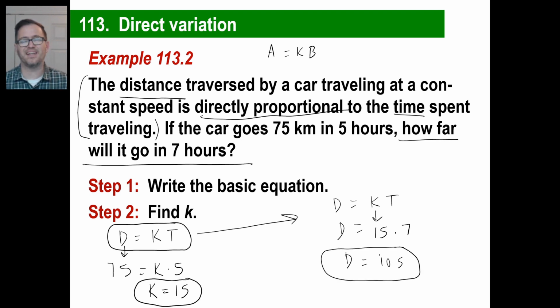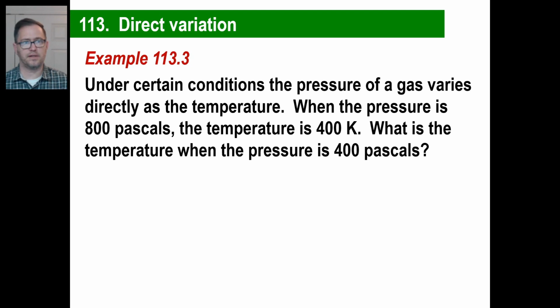And there we go. And again, let's look at this problem. You could just go, oh, the car goes 75 kilometers in 5 hours. In other words, you go 75 to 5 is how far? I don't know. To 7 hours. You can just cross multiply and find it's the same thing. Just a new method. All right? Learn the method. Okay? Let's try another one.